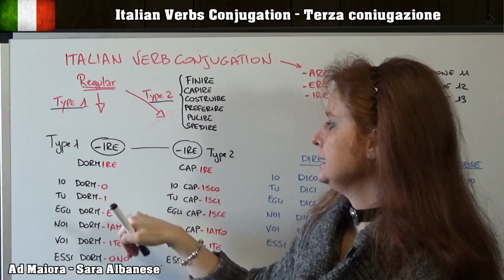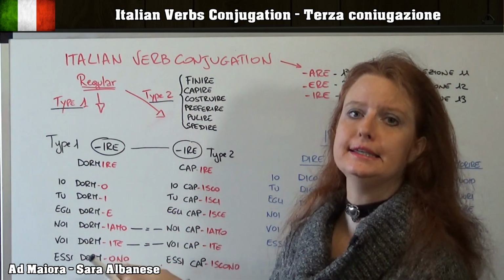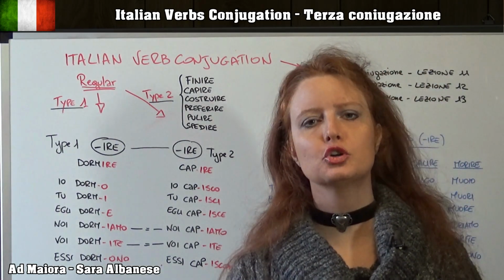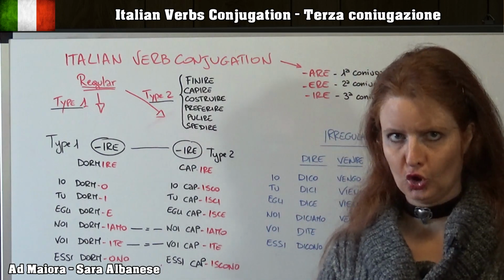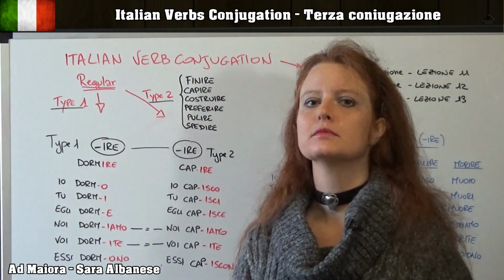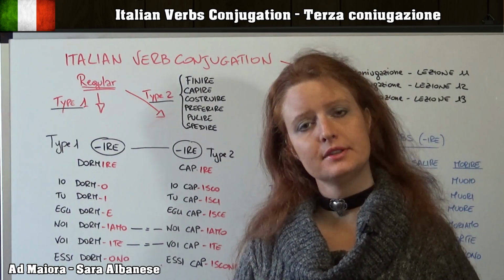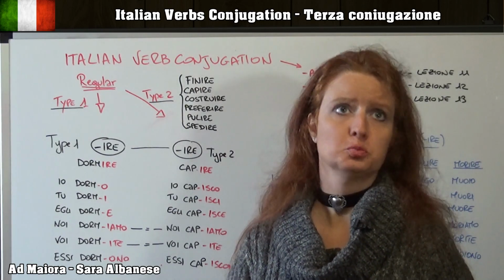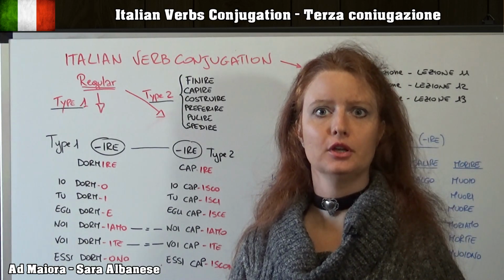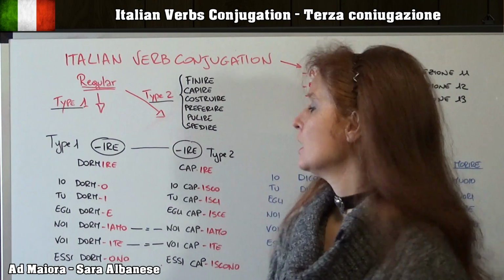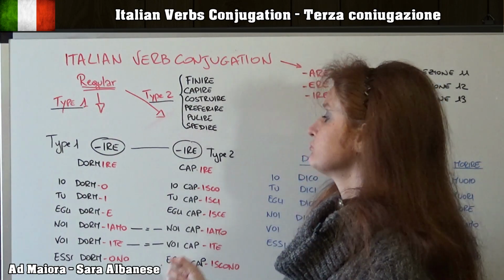And the red part is the suffix that actually changes, and we have to learn that obviously by heart. So, o, i, e, iamo, ite, ono. Io dormo, tu dormi, egli dorme, noi dormiamo, voi dormite, essi dormono. Okay? Come dormi alla notte? How do you sleep at night? Okay? Dormo bene in questo periodo. I sleep well in this period. Okay? It's very easy actually.